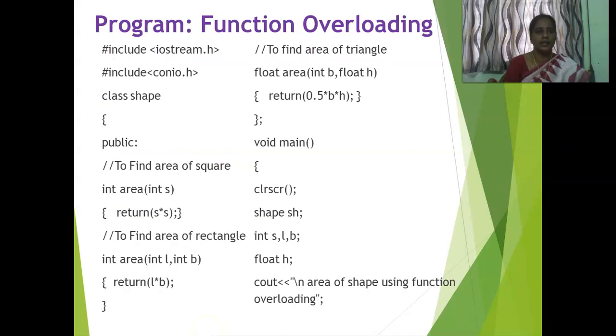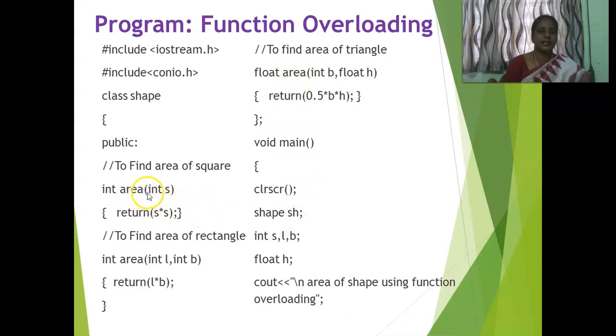Here we can see the example program. This is a program to find the area of a shape using the function overloading concept. Here in this program, I am finding the area of a square, rectangle and a triangle. So this is the class definition. Class is a keyword. Shape is the class name. This is the public scope. Here in this class, I am declaring three functions: one area, another area, and another area.